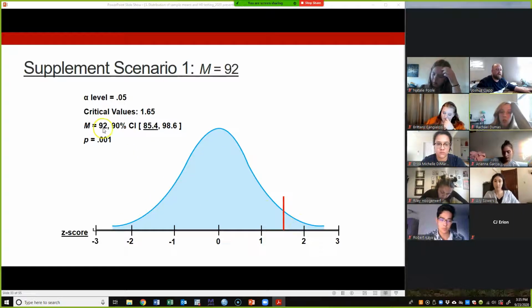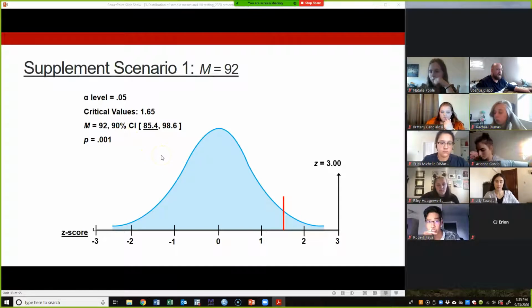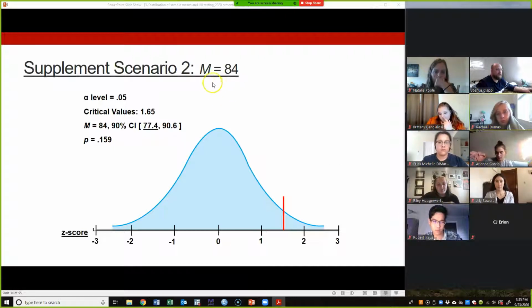And so I still have a value of 92, z-score of 3. But what I've done here is calculated a 90% confidence interval with my lower bound of 85.4 instead of what it was in the previous one. Okay. Because I'm putting all my alpha in one tail. Same thing here, scenario 2. Alpha level is the same, but my critical value has changed because I'm putting it all on one tail.